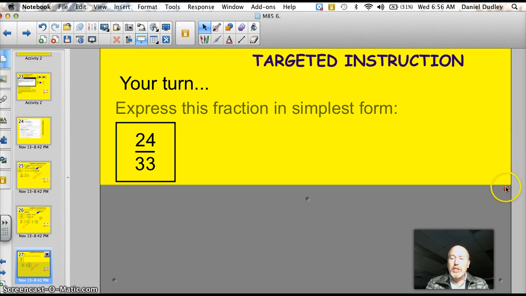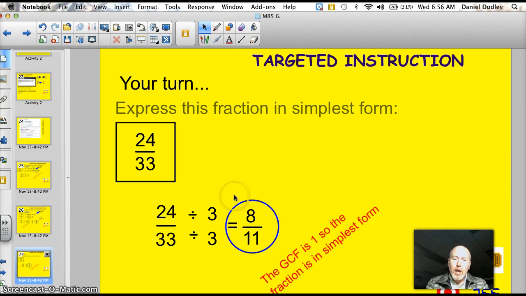All right, let's take a look and see how you did. Well, I divided each of them by 3. I didn't factor them out. I just knew that 3 went into them, and I ended up with 8/11ths. I asked myself, do the numerator and denominator share any factors other than 1? And no, they don't. So 8/11ths is in simplest form.